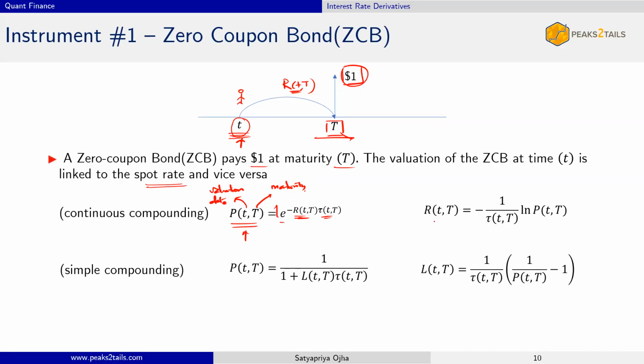And you can back out the spot rate from the zero coupon bond price, right? So take log of P(t, T). So the e will vanish and then take the tau(t, T) to the other side as 1 divided by this. So this is how you can extract spot rates from zero coupon bond prices. Any questions so far? But remember, the spot rate that you will get if you use this formula is a continuously compounded spot rate. Are you clear with this? Any questions?